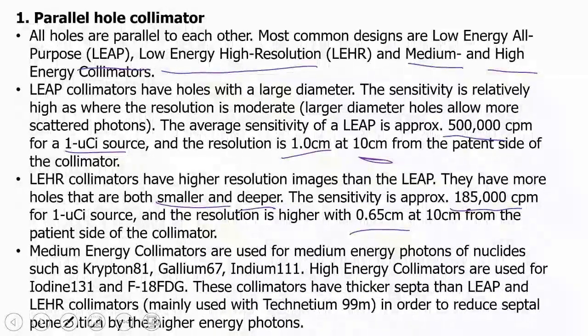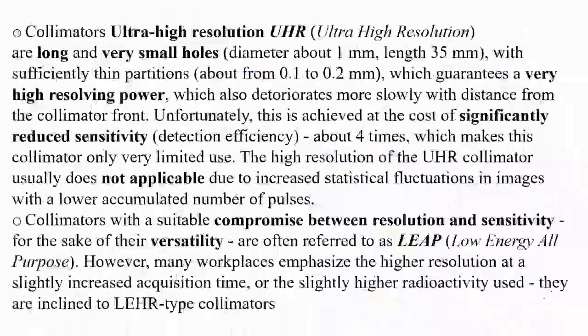As we mentioned, medium energy is used with gallium, indium, or krypton, while high energy is used with iodine-131 or even FDG because it gives you 500 kiloelectron volts above low energy. High resolution is used with technetium. All right. Now let's continue.